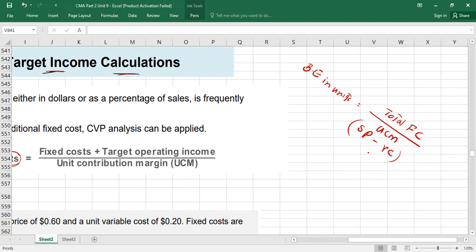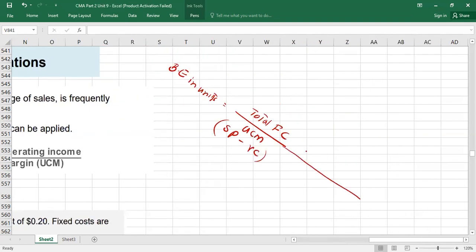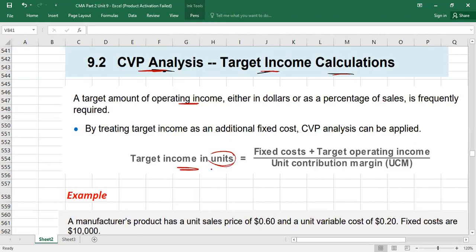So what are we going to do? In this formula, we are going to add one thing extra in the numerator, that is the target operating income. If you add the target operating income to the fixed cost, and the denominator stays the same, the unit contribution margin, this will not give you the break-even point in units. This will give you target income in units.